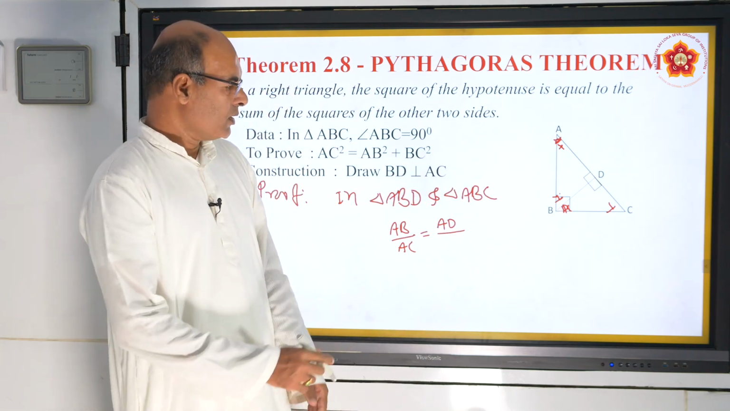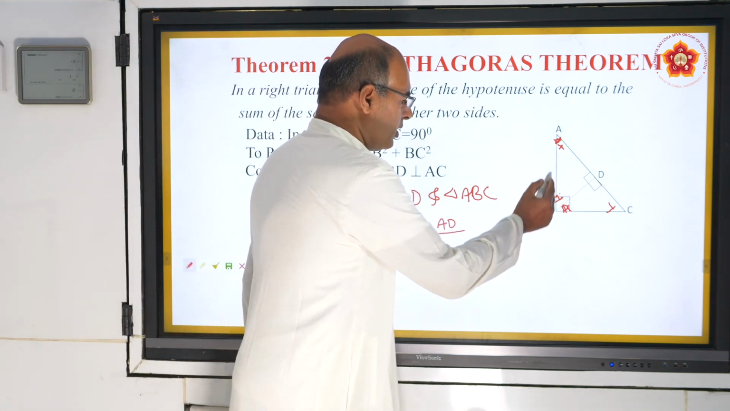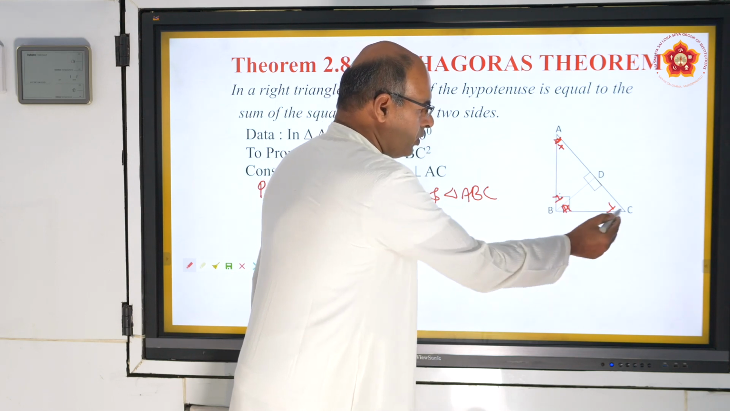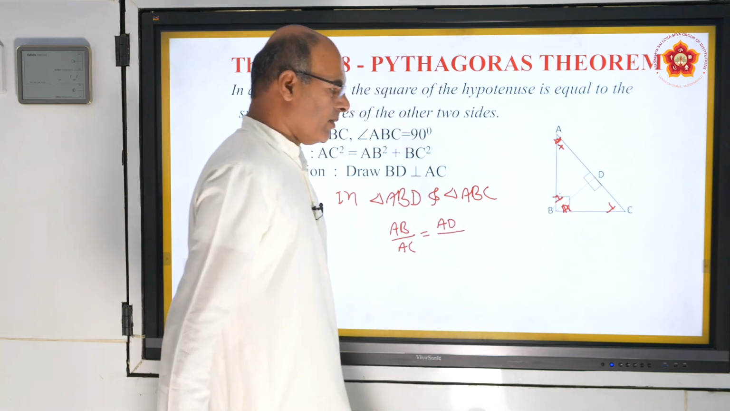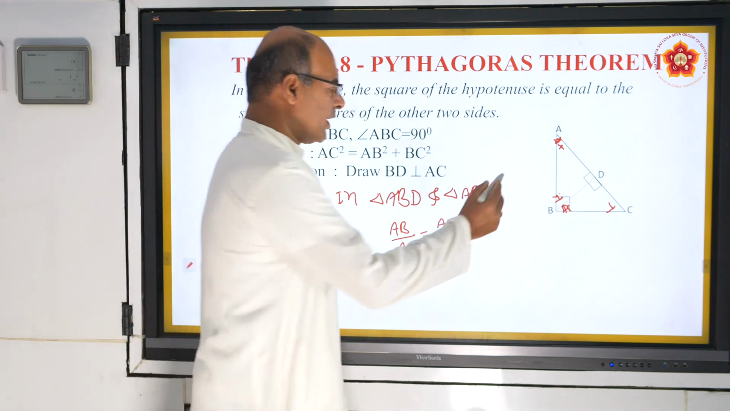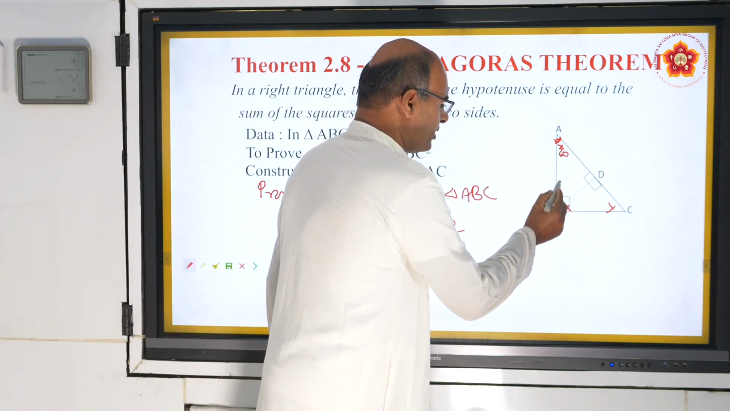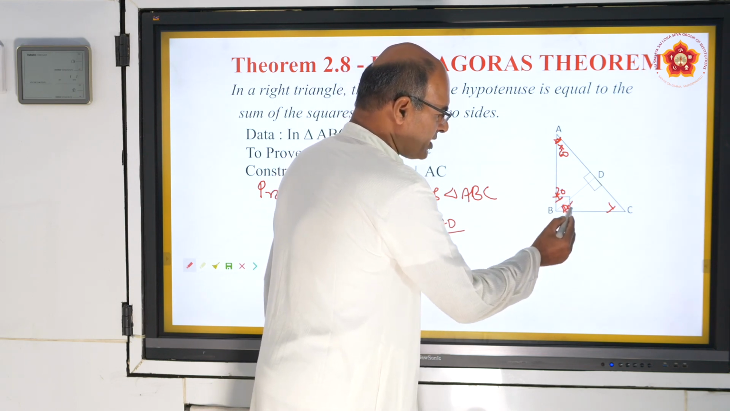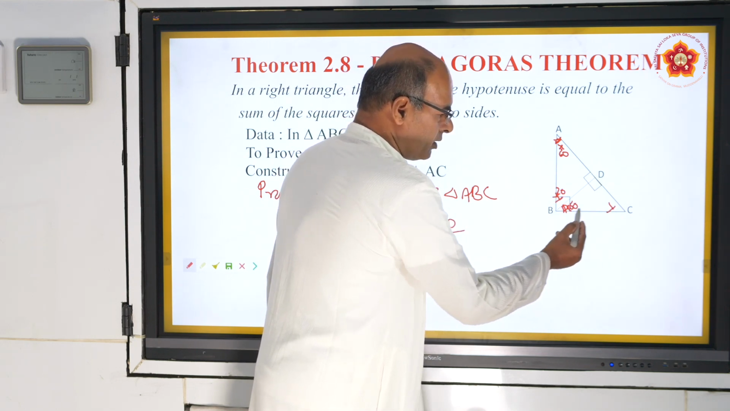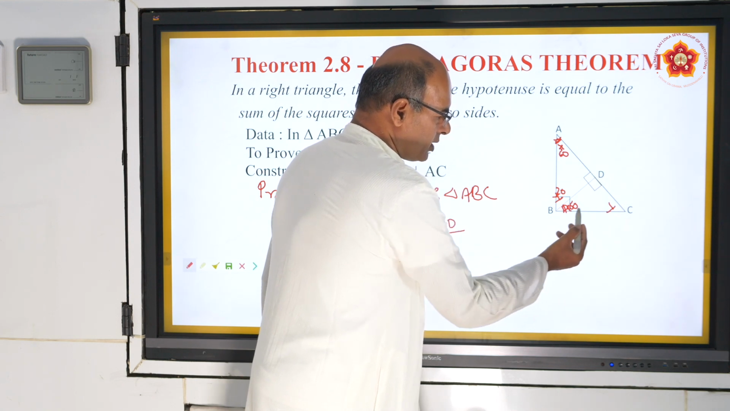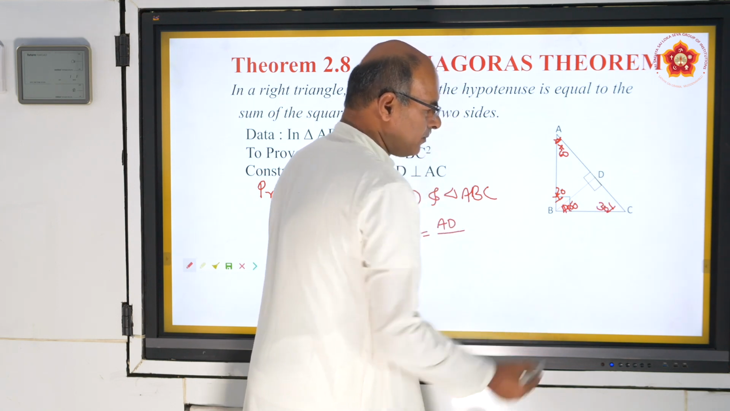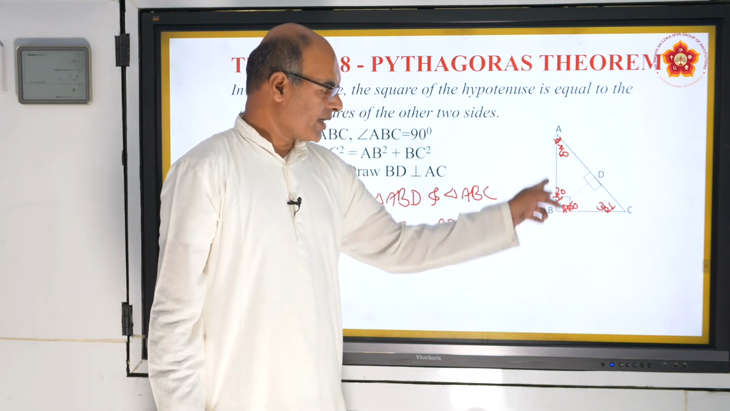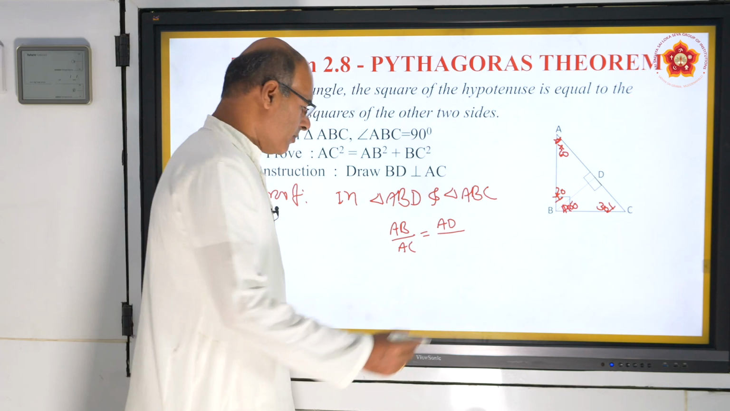Why? I explained that in the small triangle, the angle ABD is equal to angle C of the big triangle. For example, if it is 60, then the other must be 30, because 60 plus 30 is 90. The sum of these two is 90. Therefore, this is 30. See here, AD is opposite to 30. In the big triangle, the side opposite to 30 degrees is AB.